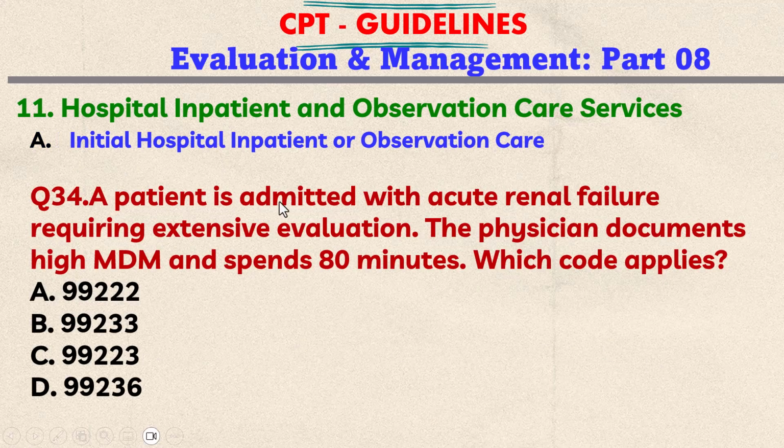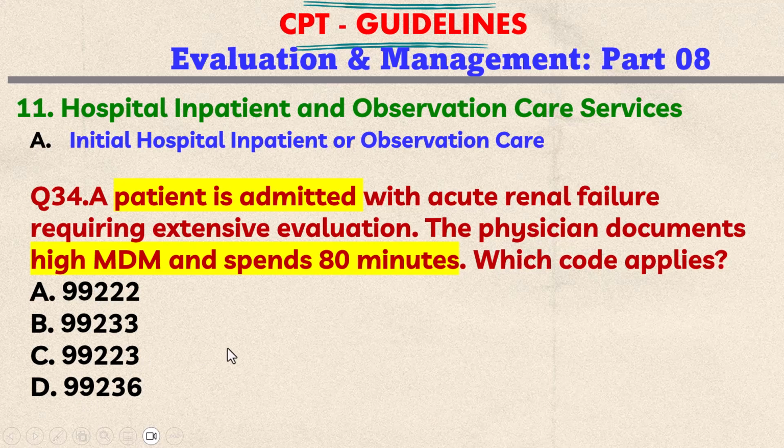A patient is admitted with acute renal failure requiring extensive evaluation. The physician documents high MDM and spends 80 minutes. Which code applies? There are 4 codes available. Take your CPT code book and find the answer. So here you have to highlight: patient admitted, MDM is high, with 80 minutes. When you look at the answers, all answers are adjacent codes, so you can use the elimination method for the exam.